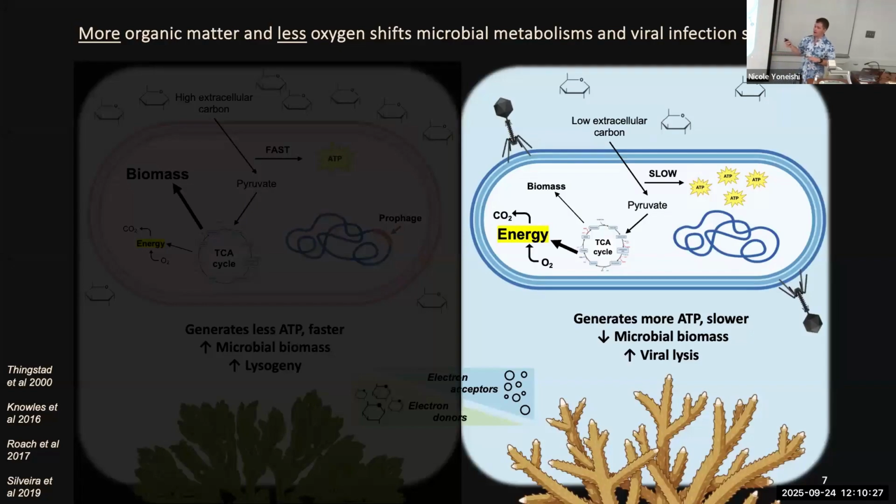So we know quite a bit about how this works at the molecular level as well. On the left here, you're seeing a representation of a healthy coral reef ecosystem, which is represented by corals down here. And what we know, which makes sense, is that microbes, when they have more scarce resources, so less resources at their disposal, are going to have to be more efficient, right? And so in this case, these microbes have low extracellular food sources, and so they're using metabolic strategies like the Emden-Meyerhoff-Parnas pathway that generate a lot of ATP, but it happens slower.